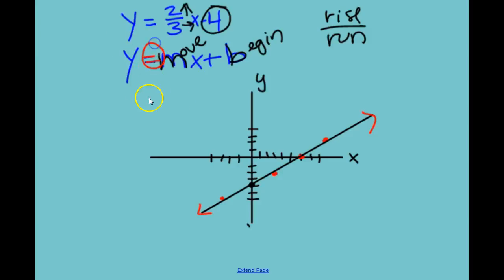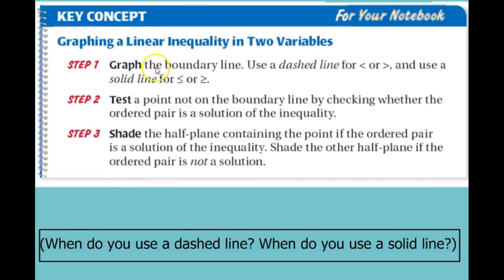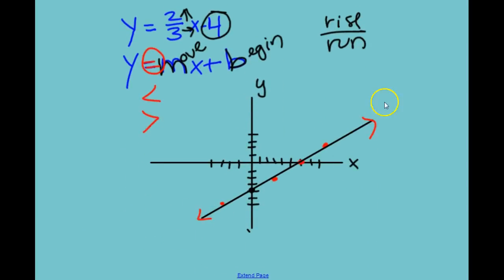But now instead of an equals, we are going to have less than or greater than, and we're going to end up having to shade or color in half of the graph, either above or below the line. So that's what we're going to talk about right up here. It says graph the boundary line. That's this line that we've normally been graphing, your y equals mx plus b line.